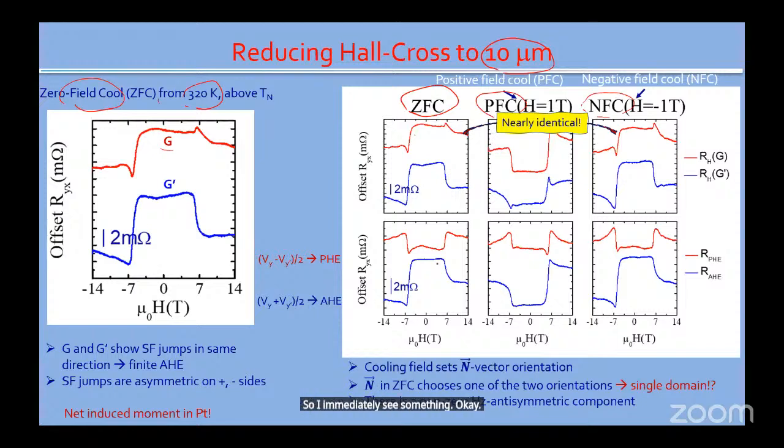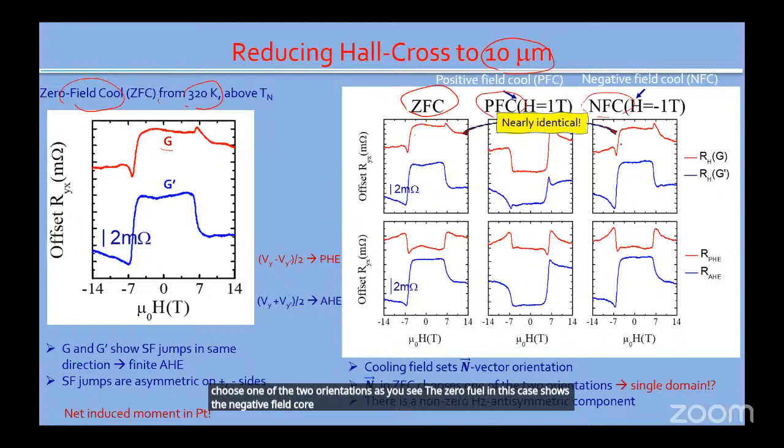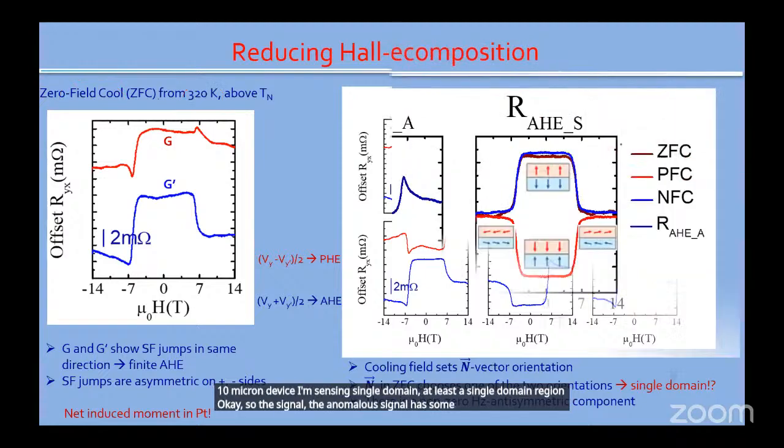The cooling field has the ability to at least alter the Néel vector orientation, so different field cools produce different results. Secondly, and more importantly, the Néel vector in the zero field cool chooses one of the two orientations. As you see, the zero field cool in this case chose the negative field cool state, because they're identical. That's the indication that maybe in the 10 micron device I'm sensing a single domain, or at least a single domain region.